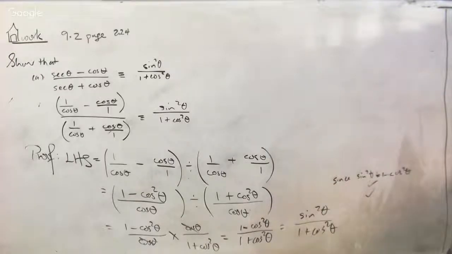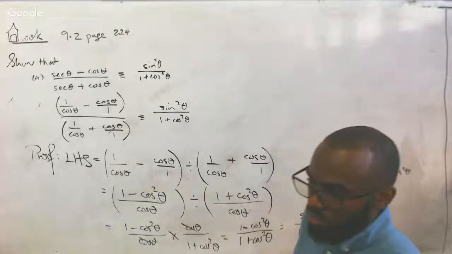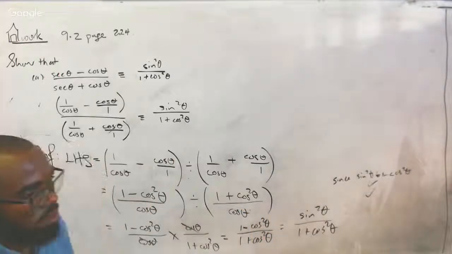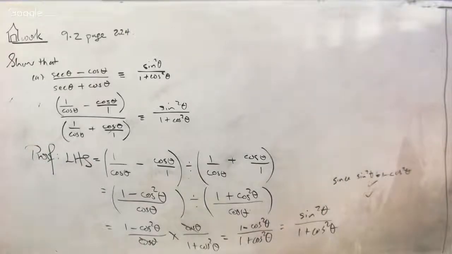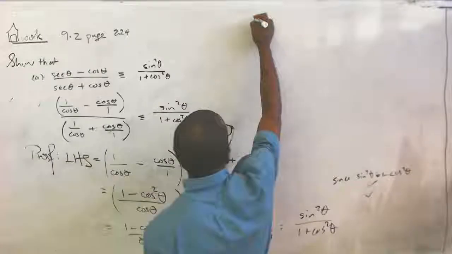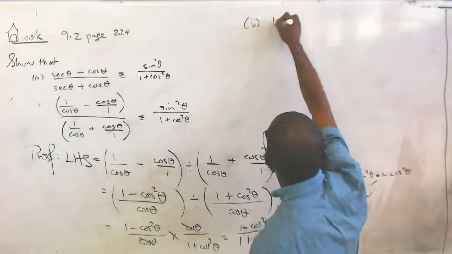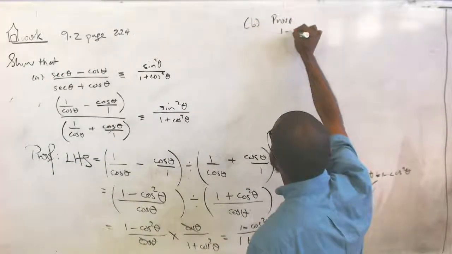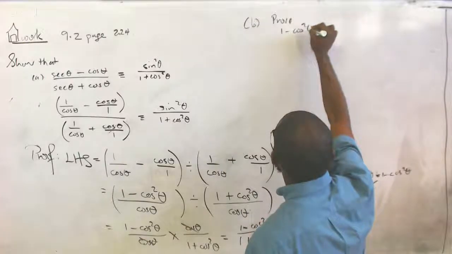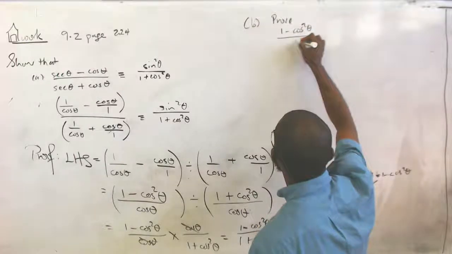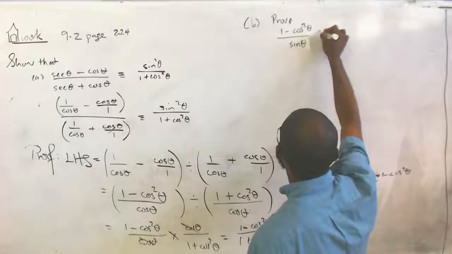Next one. So what determines part B? 1 minus cos squared theta. There it is. What is it? 1 minus cos squared theta upon sine theta equals sine theta.